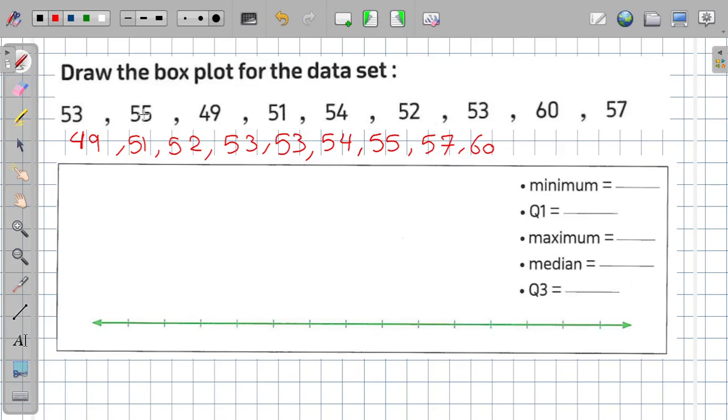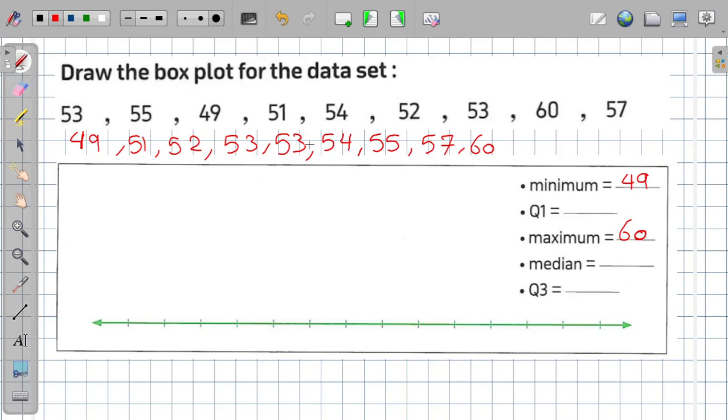So I have 1, 2, 3, 4, 5, 6, 7, 8, 9. So we are right. Okay. So first, we want to find the maximum and the minimum value. The minimum one here is 49. So I will write 49 as the minimum value. And the maximum value we have 60. So I will write 60 as the maximum value.